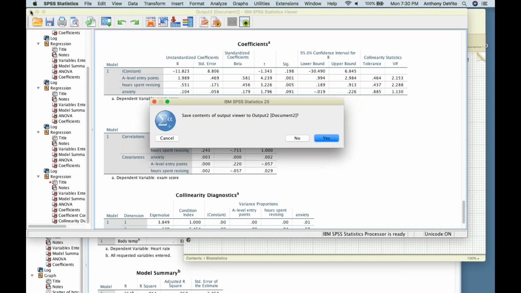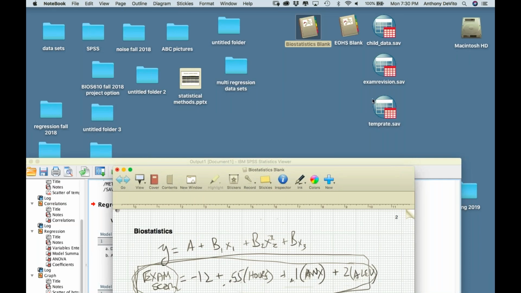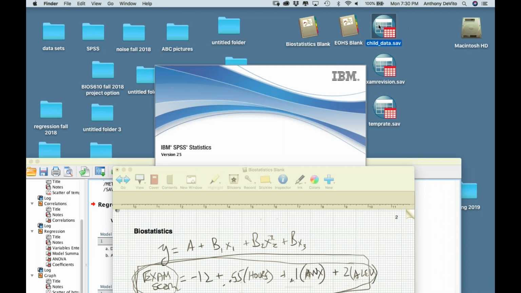Okay, tell you what, there's another one. You guys have computers and you're sitting there in front of them. Let's do another one, except you guys do this one. We have another data set called child data. It's on this week's multiple regression, under the weekly materials.